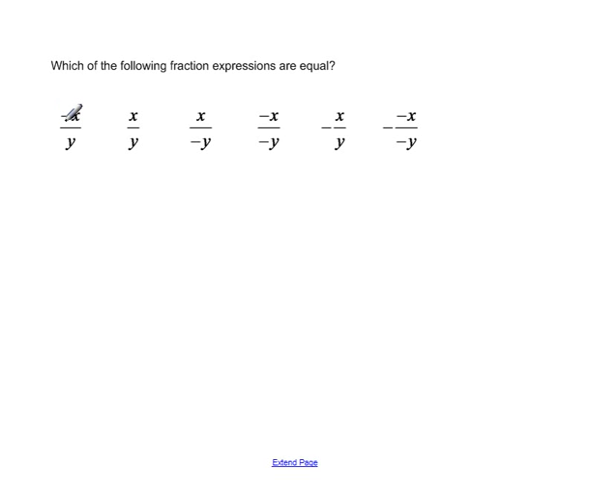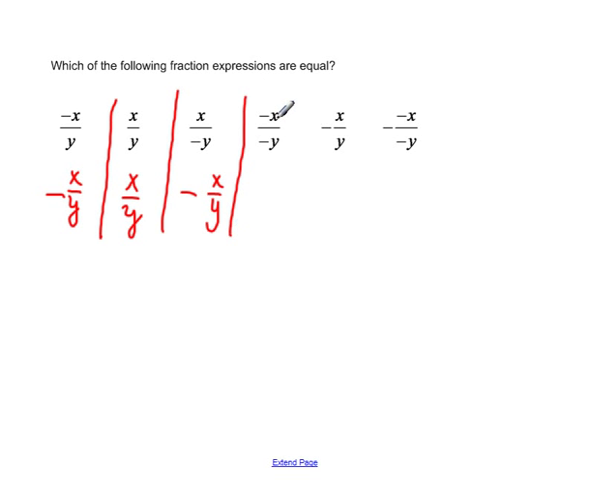So if I have a negative divided by a positive, that's always going to give me a negative, and then we can move that negative out front, so that would just give me negative x over y. Now the second one, notice that there's no signs anywhere, so we can just leave that as x over y. I'm just going to kind of divide these up this way. Now this next one, we have a positive over a negative. So positive over a negative always gives us a negative, and x over y would just give us x over y.